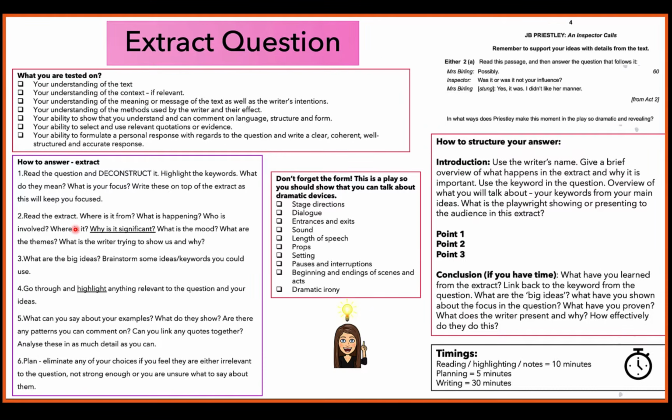Once you've understood what you're looking for, you've gone through the question, then read through the extract. Where is it from, what's happening? So you just want to make some really quick notes here. Where is it from in terms of the play? Obviously you're told here this is from Act 2, but you want to make sure you know what happens in Act 2, what happens before it, and what happens after, and at what point the characters and the action are at in this extract.